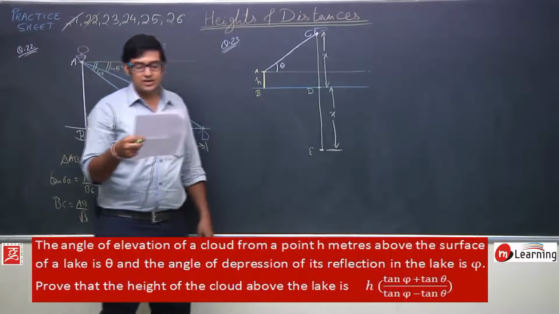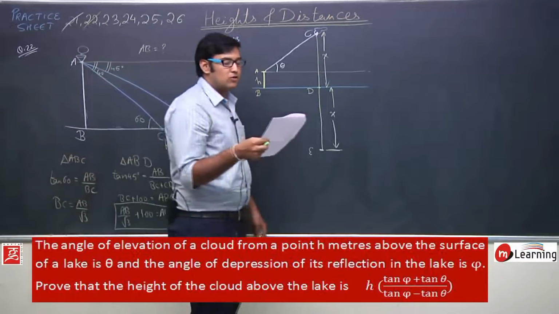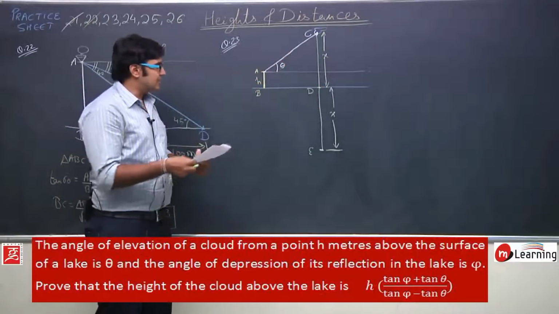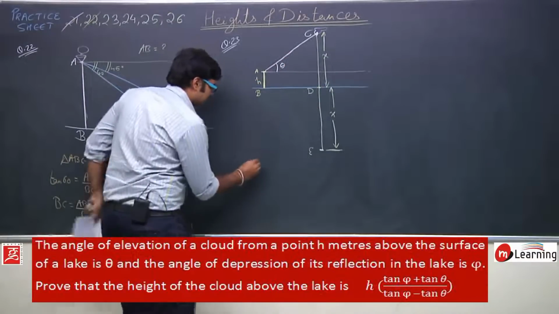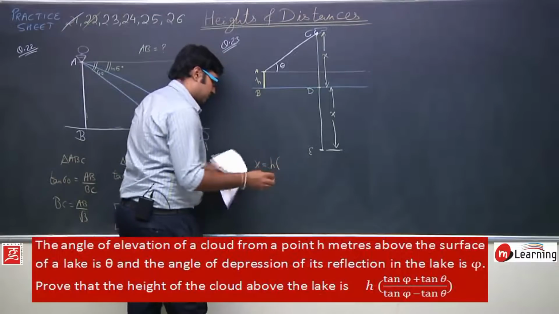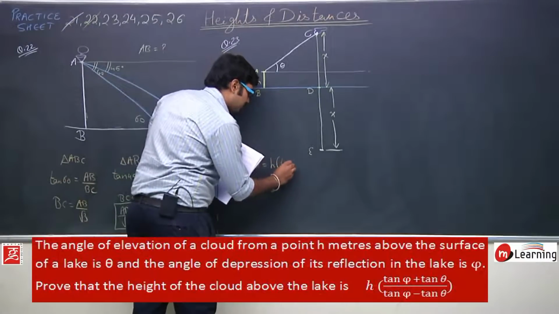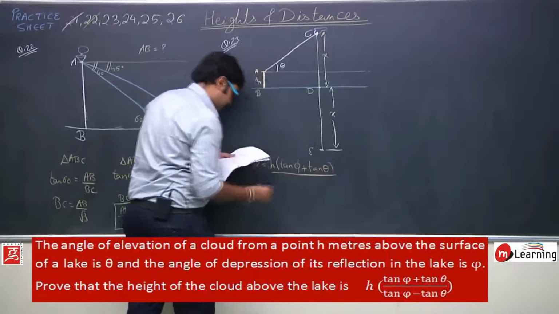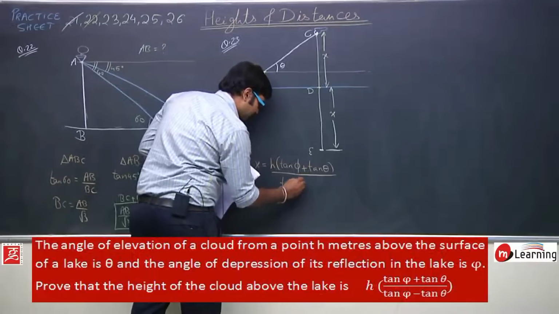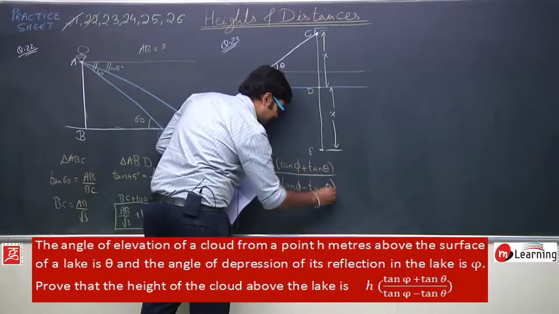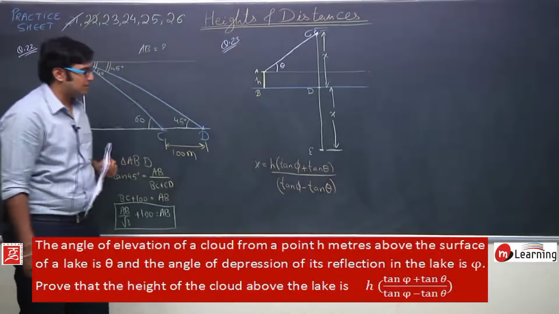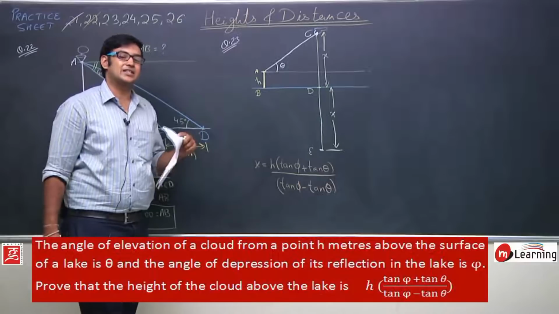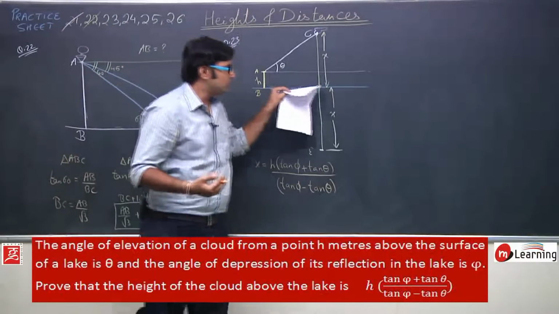Now our task is to prove the height of the cloud above the lake. The height of the cloud above the lake is x meters. So I need to prove that this height x is equal to h times (tan phi plus tan theta) divided by (tan phi minus tan theta). That is, tan phi plus tan theta upon tan phi minus tan theta is equal to x. X is the height of the cloud, or the distance of the cloud from the surface of the lake.